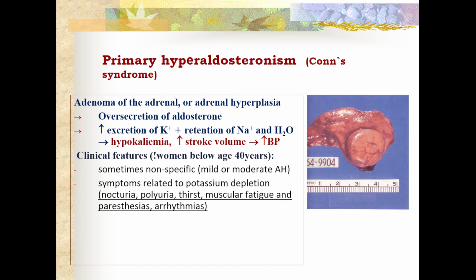Usually primary hyperaldosteronism affects women below age 40 years, sometimes with non-specific, mild or moderate arterial hypertension. Symptoms related to potassium depletion: nocturia, polyuria, thirst, muscular fatigue and paresthesias. Arrhythmias on auscultation and on ECG can be revealed.